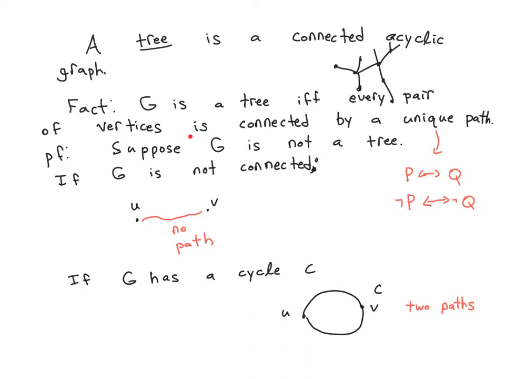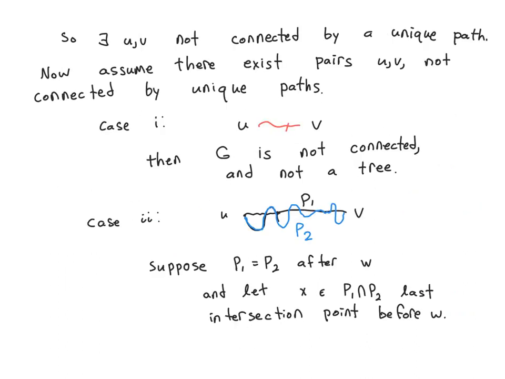There exists a pair of vertices that are not connected by a unique path. So that's exactly what this is stating. Now we're going to assume not Q. Now assume there exist pairs not connected by unique paths, and we're going to show G is not a tree. Case 1: you found a pair of vertices that are not connected by any path. Well, then G is not connected.